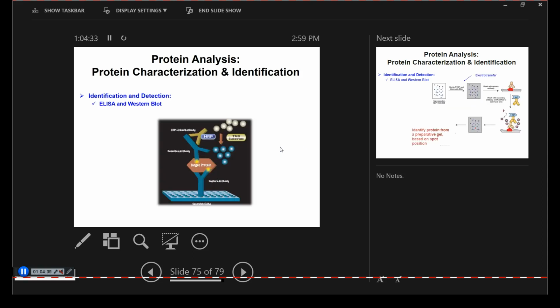So identification can be done with ELISA and Western blot here to determine the presence of an allergen, for example, or residual allergen or protein that's not supposed to be there. For example, do we have horse protein in the beef patty? So you can run an immunoassay that will be looking, let's say, specifically for presence of horse protein.